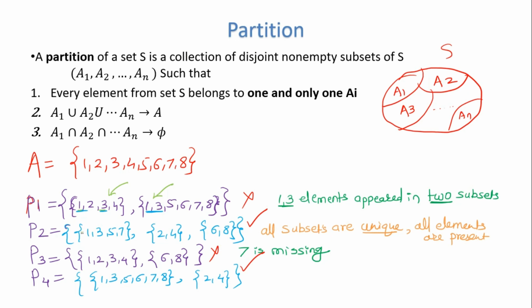Another example of partition is 1 3 5 7 and 2 4 and 6 8. Now here inside each and every subset, every element is different. For 1 3 5 7, none of the elements appears in any other subset. And when I perform the union of all of these, I am covering all the elements of my set. So this is a partition of my given set.